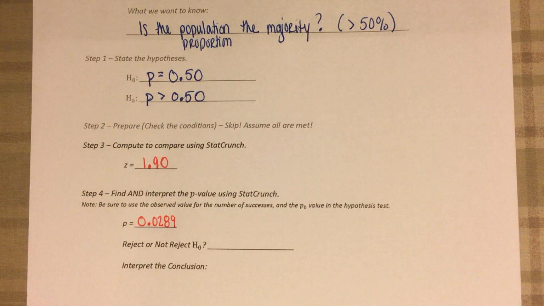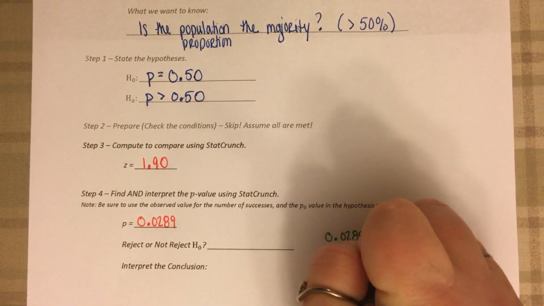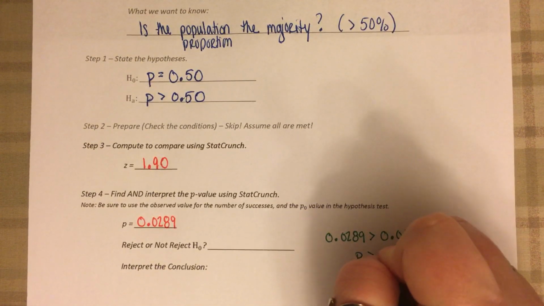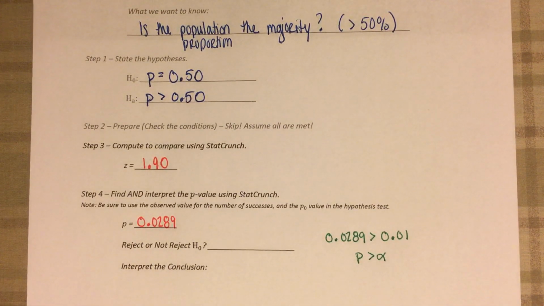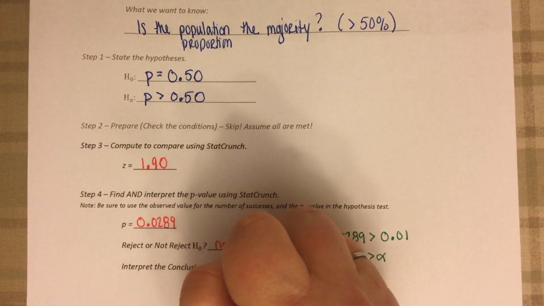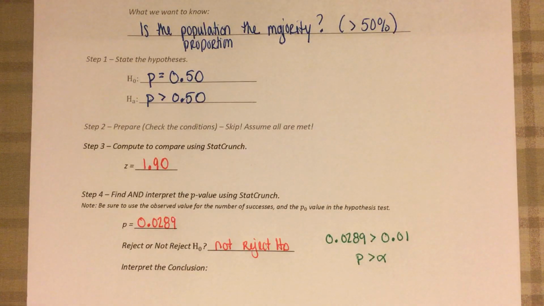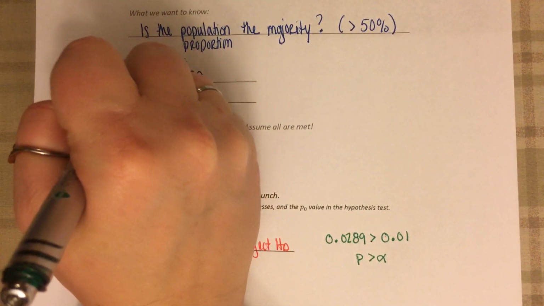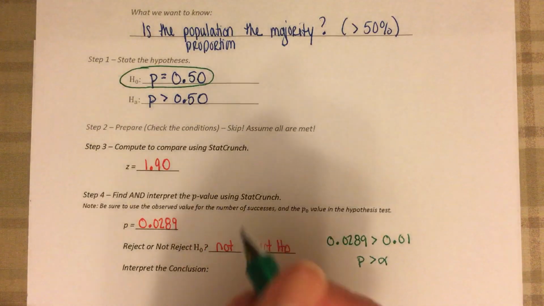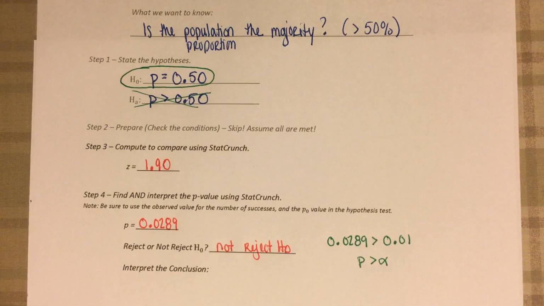So what we then want to do is compare p to alpha. 0.0289, our alpha is 0.01. In this case, p is greater than alpha. P is greater than alpha means we are going to not reject our null hypothesis. So going up to our pair of hypotheses, we are not going to reject our null hypothesis, which means we're going to cross out our alternative hypothesis.